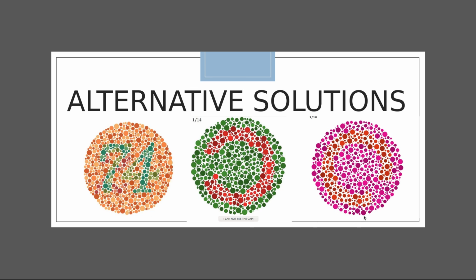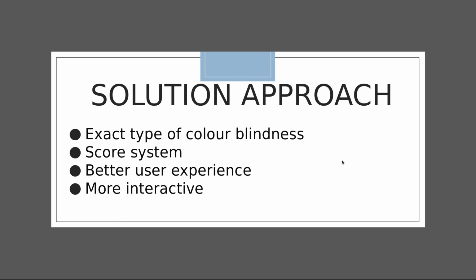The second type of test is that the person is told to find the gap in the ring. For example, in the second picture, the background is green and the ring is incomplete and red. So the person will again not be able to distinguish between these two colors and will not be able to see the gap, and that's how we know he's colorblind. The third picture is similar to the second one, except that this is used for detecting tritanopia, so the colors are different. Now I want to talk about our solution.